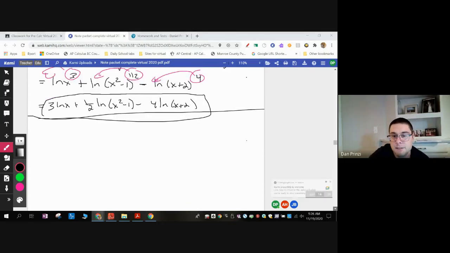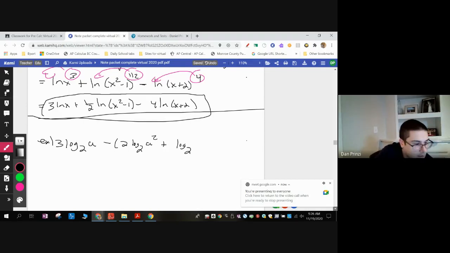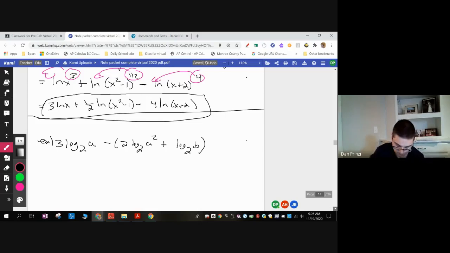Let me pull it up here. Let's change it to log base 2: 3 log base 2 of a minus 2 log base 2 of a squared plus log base 2 of b. We'll just change the number to b.